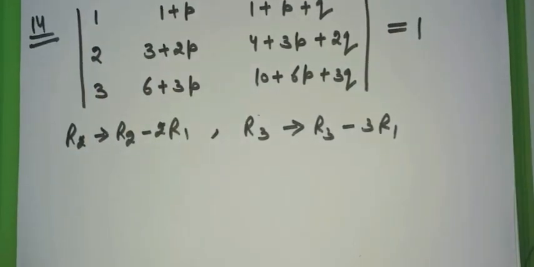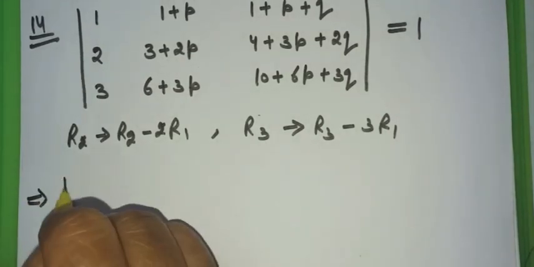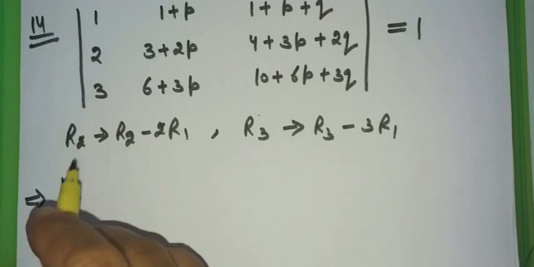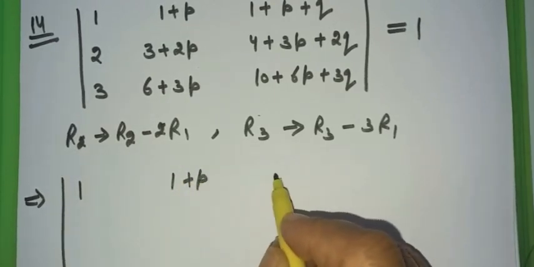This is how we have done in the past. So now let us apply these two operations. So I get, since I am applying the operations on R2 and R3, R1 can be written without any change.